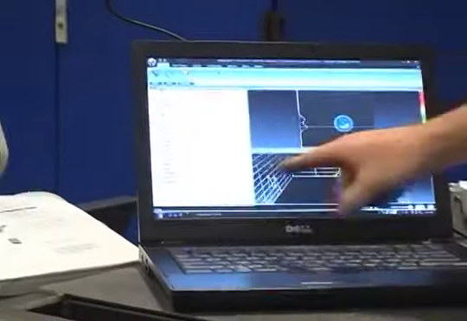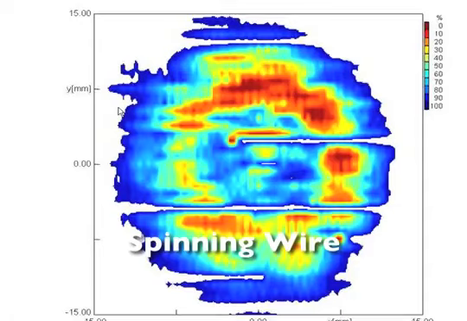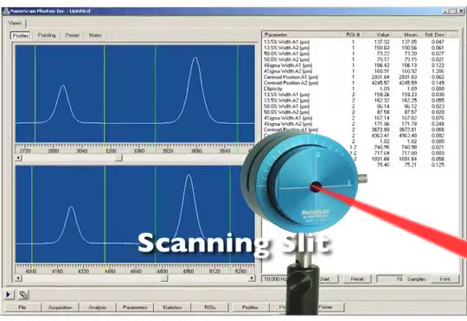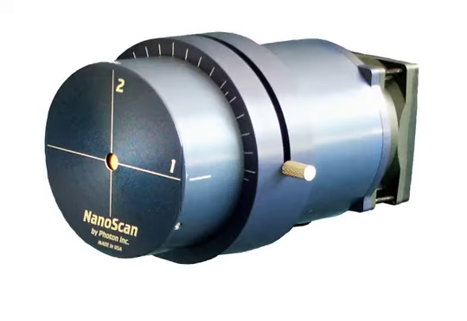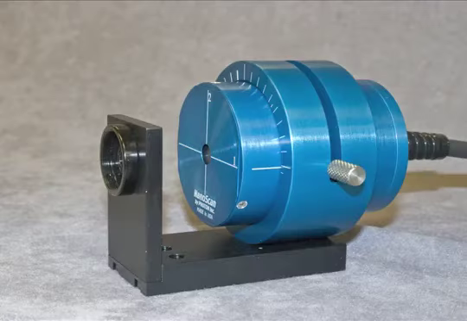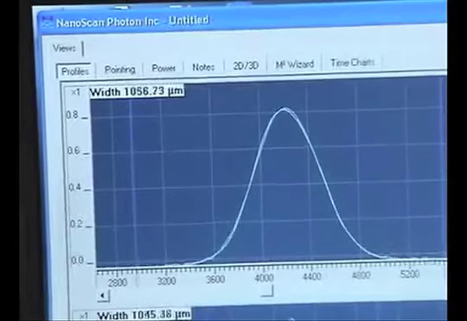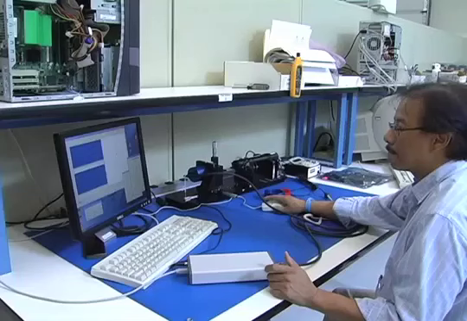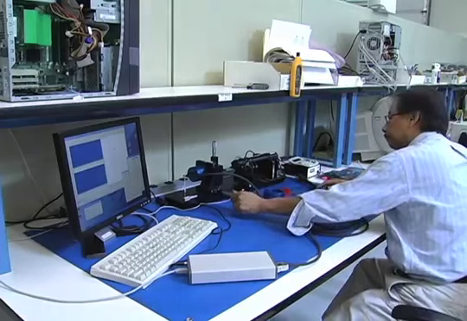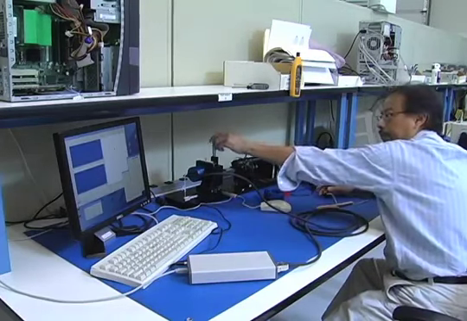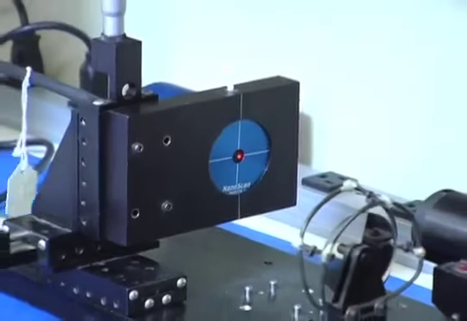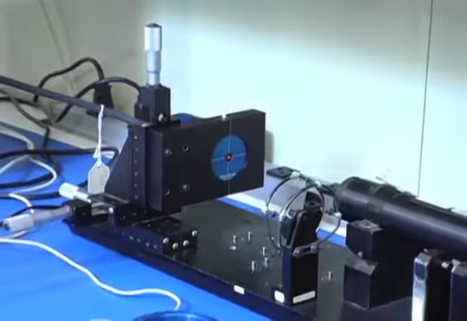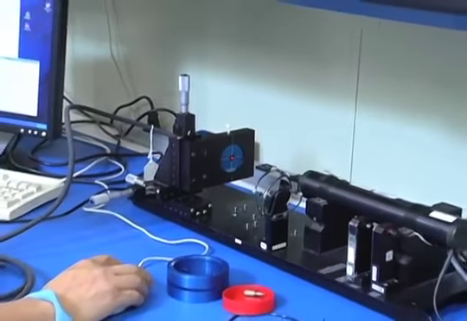Electromechanical methods to profile your beam include knife edge, spinning wire, camera-based, and scanning slit instruments. The recently acquired Photon family of products includes scanning slit technology, capable of measuring beam size and position to submicron resolution. Photon scanning slit profilers provide a simple method that works well for both CW and multi-kilohertz and above pulsed beams. The profiler is placed in line with the laser beam and measures focused beams with little or no beam attenuation.